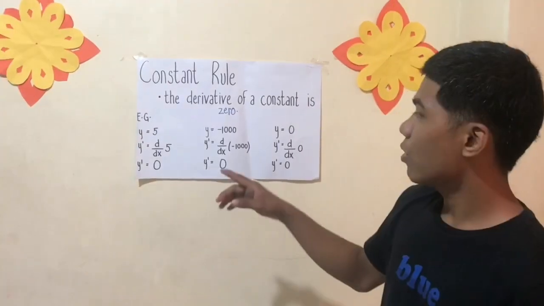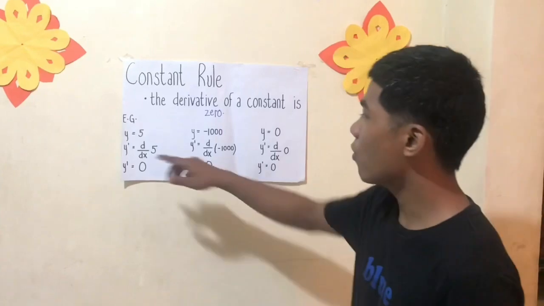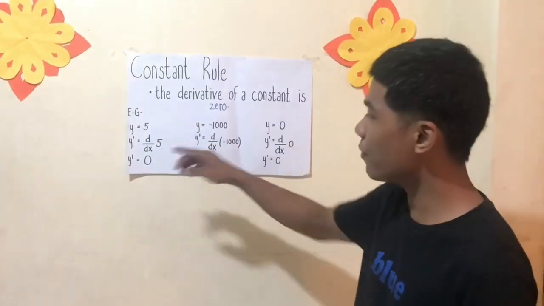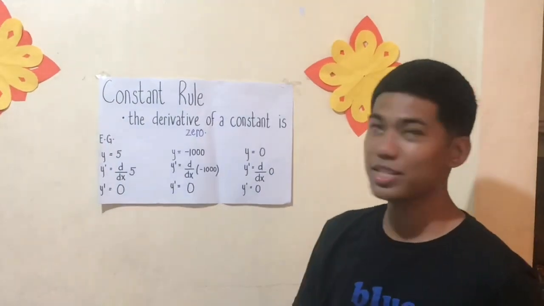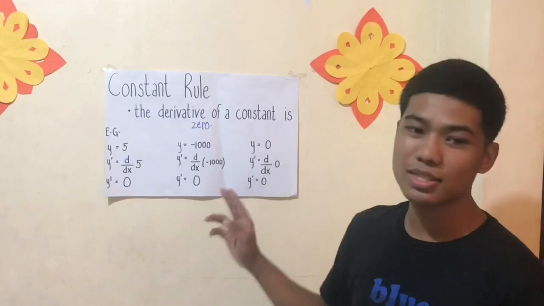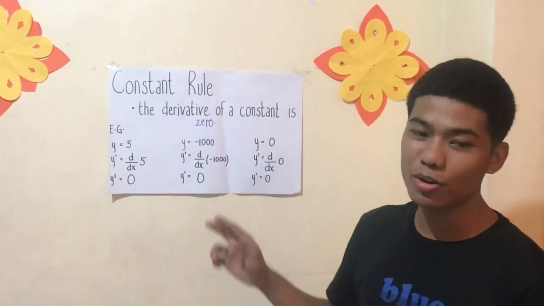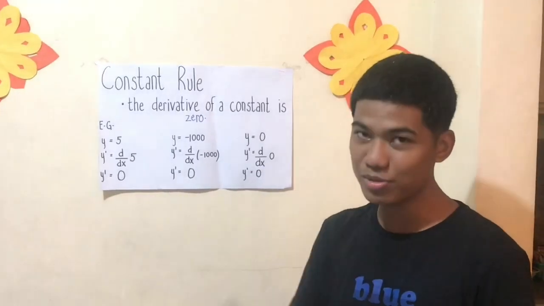So y equals 5. To find the derivative, we have y prime equals d over dx of 5, and our answer is y prime equals 0. Because, as I have stated a while ago, the derivative of a constant is 0 and will always be 0.